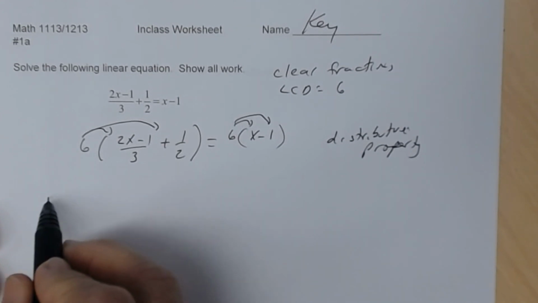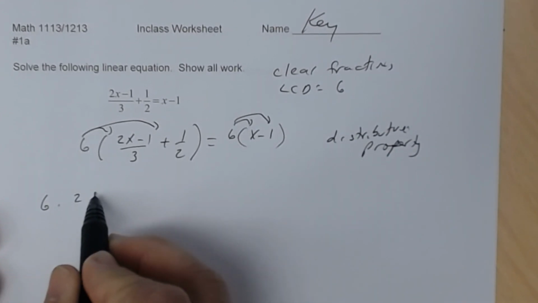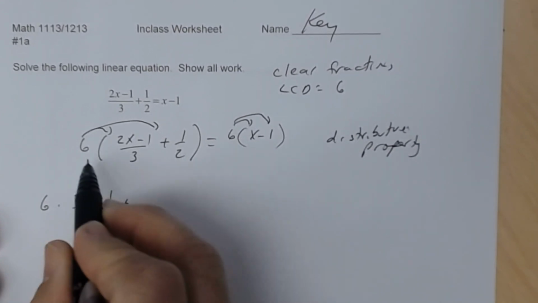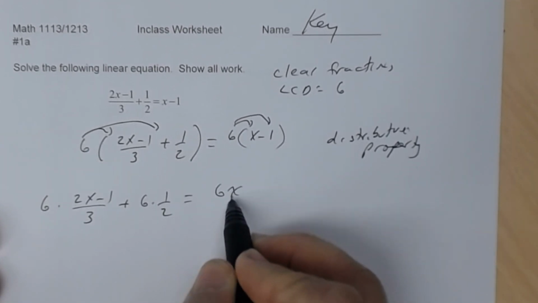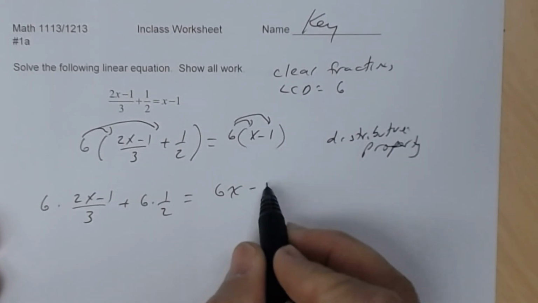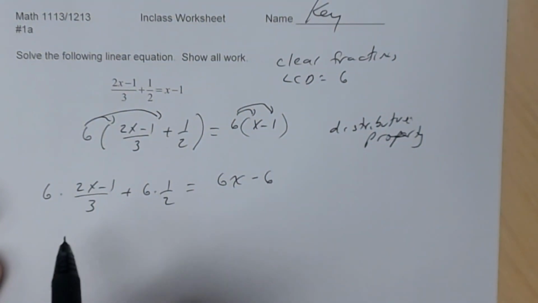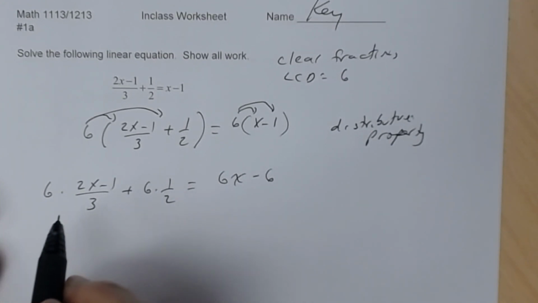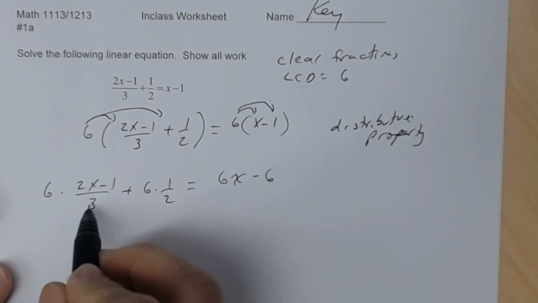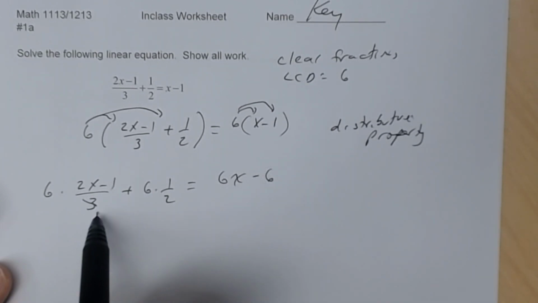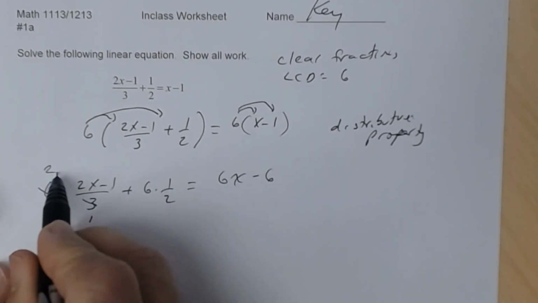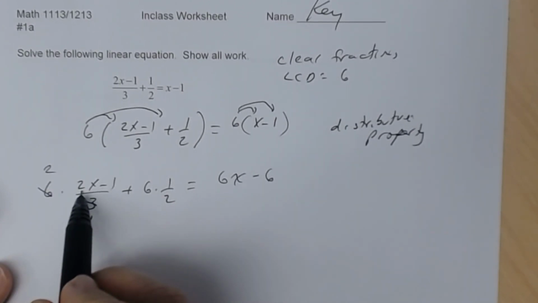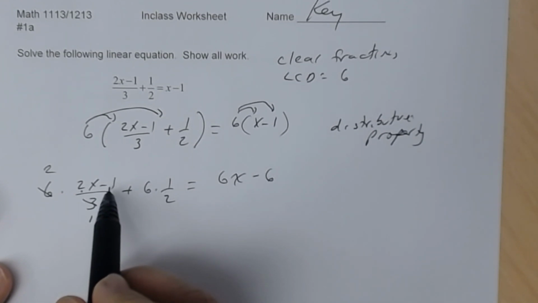So I'm going to get 6 times 2x minus 1 divided by 3 plus 6 times a half equals 6x minus, and then 6 times the negative 1 is a negative 6. So 6x minus 6. Now you've got to be careful in this one, because if you're not careful, you're going to reduce these. Remember, the whole idea of multiplying by the LCD is to get these denominators to be 1s. 3 into 3 is 1, 3 into 6 is 2, and if you're not careful, you're going to say 2 times 2x is 4x, and forget about this.